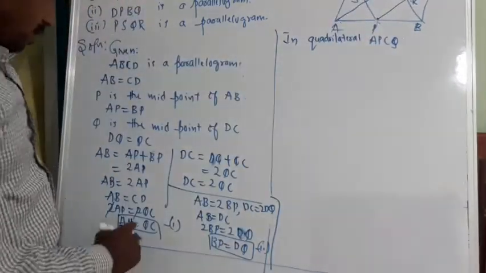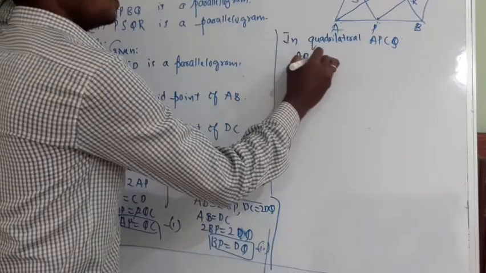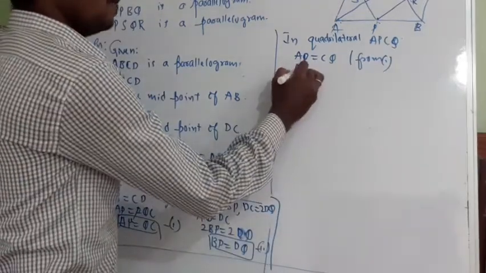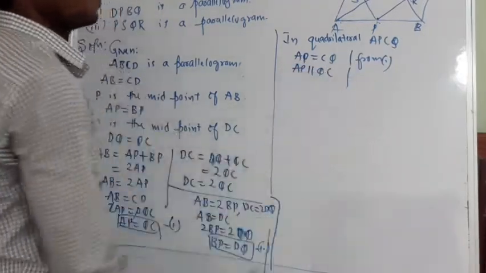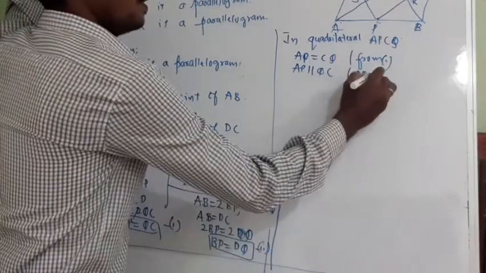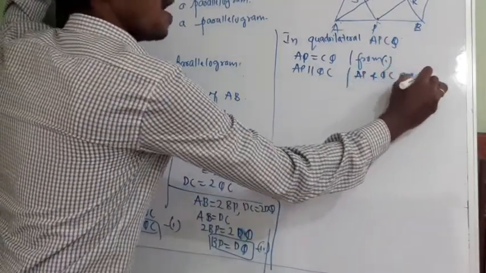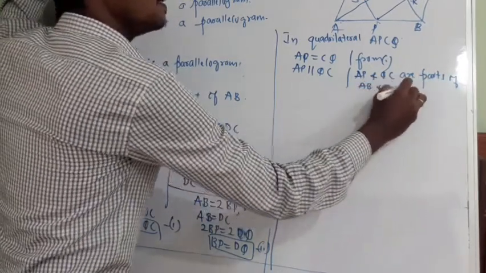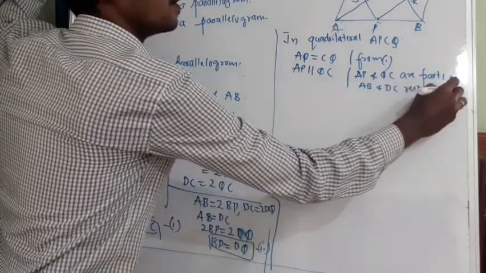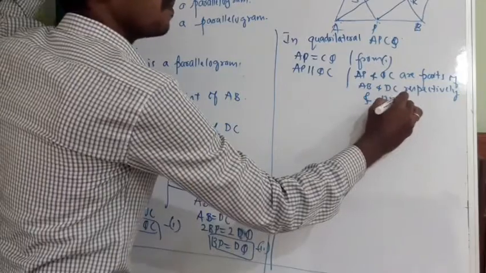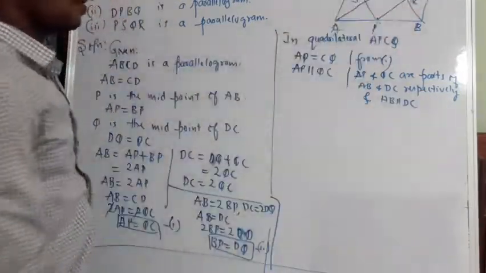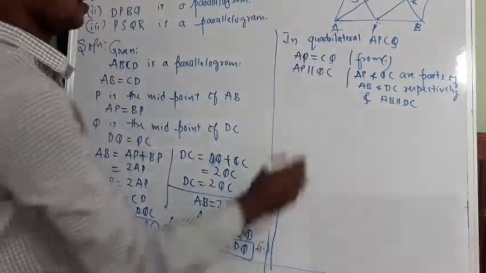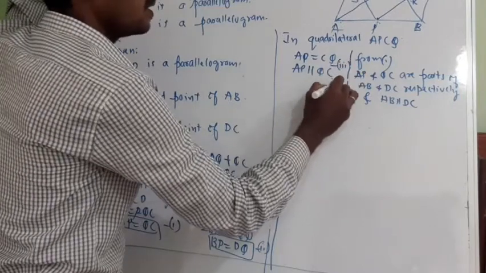Next, I'll consider quadrilateral APCQ, and we know that AP is equal to CQ. This is from equation 1, and even we know that AP is parallel to QC. Why? Because AP and QC are parts of AB and DC respectively, and AB is parallel to DC. Since AB is parallel to DC and AP and QC are parts of it, that is the reason. So AP is parallel to QC. So I'll call it equation number 3, and I'll call it equation number 4.